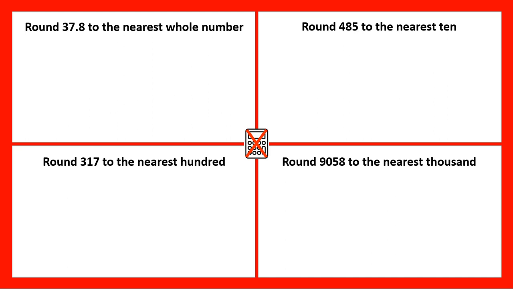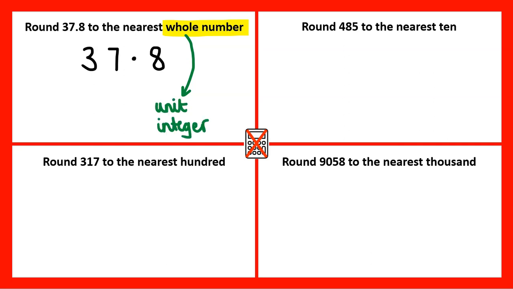Numbers can be rounded to different amounts, such as the nearest whole number, the nearest 10, the nearest 100, and the nearest 1000. For the first question, we're rounding 37.8 to the nearest whole number. Rounding to the nearest whole number can also be described as rounding to the nearest unit and also to the nearest integer, and slightly less common, to the nearest 1.